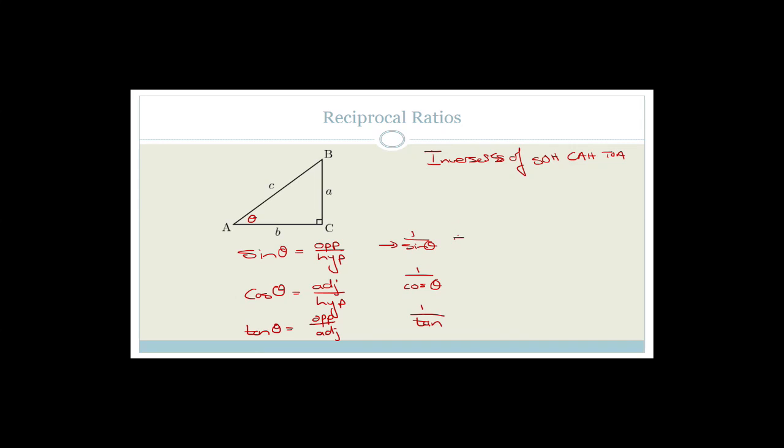they've got special names. The reciprocal of sine theta is called cosecant, so it's cosec theta. The reciprocal of cos theta is secant theta. And the reciprocal of tan is cot theta. It's just exactly that, the inverse. So if sine theta is opposite over hypotenuse, then cosecant is going to be hypotenuse over opposite. If cos is adjacent over hypotenuse, then secant is going to be hypotenuse over adjacent. And if tan is opposite over adjacent, then cot is going to be adjacent over opposite.